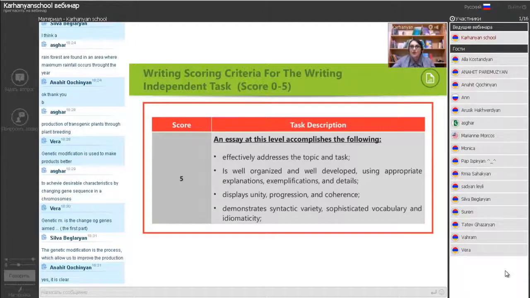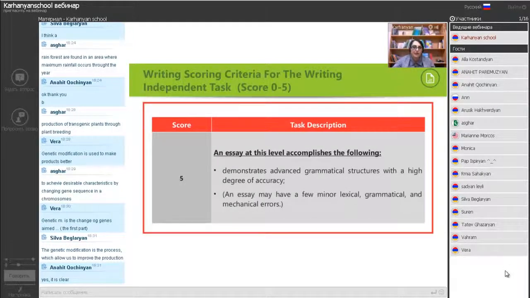Display unity, progression, and coherence, demonstrate syntactic variety, sophisticated vocabulary, of course, sophisticated grammar, as I have mentioned, and demonstrate advanced grammatical structure. Here you can also make minor errors, minor lapses, but they are not counted. But pay attention mainly to your grammar, your vocabulary and structure, and of course organization and the flow of sentences, whether they follow each other or not. Okay.